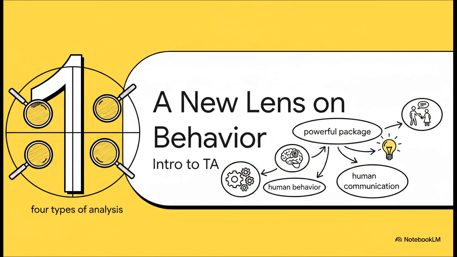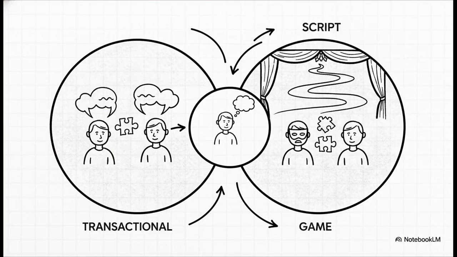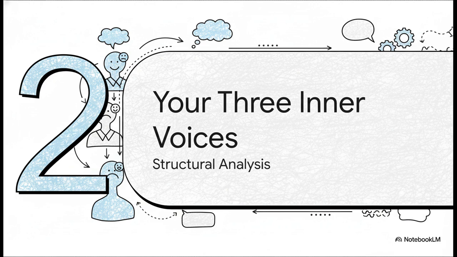The first thing to get is that transactional analysis isn't just one thing. It's actually 4 distinct types of analysis, all bundled together into one incredibly powerful package for understanding how we operate. So TA gives us a clear diagnostic path to follow. We start inside, with the structure of an individual's personality. Then we move outward, to analyze how they transact with others. From there, we zoom in to find the hidden games they're playing. And finally, we zoom all the way out to see the life script, that unconscious drama that's driving the whole show.